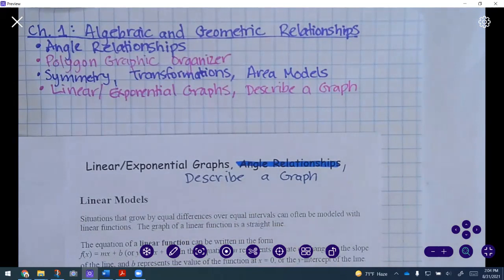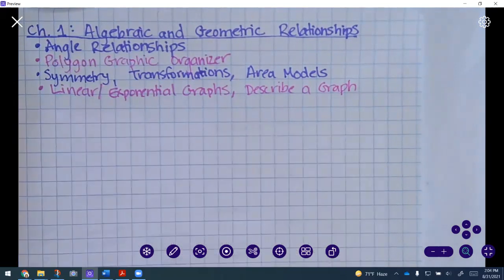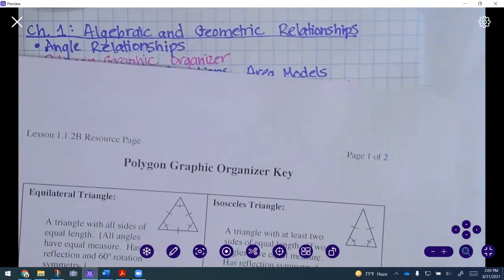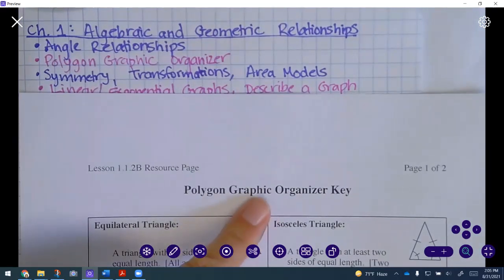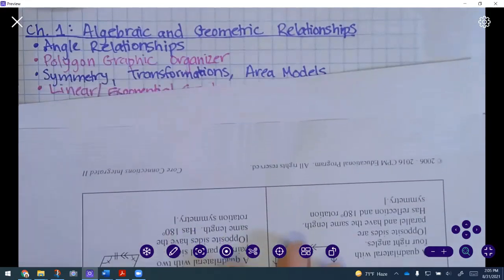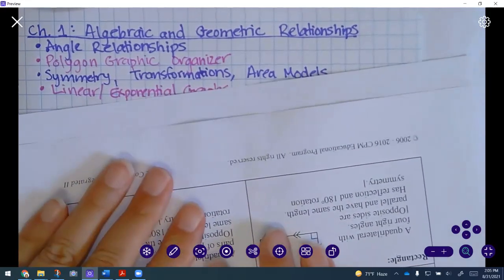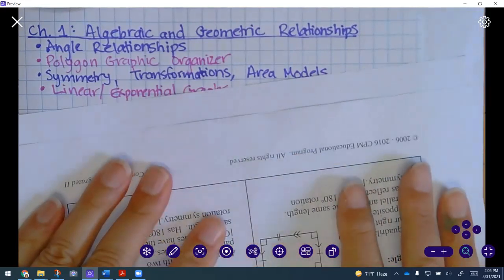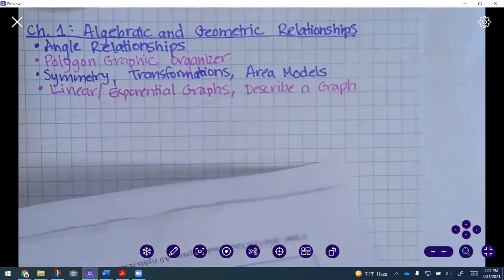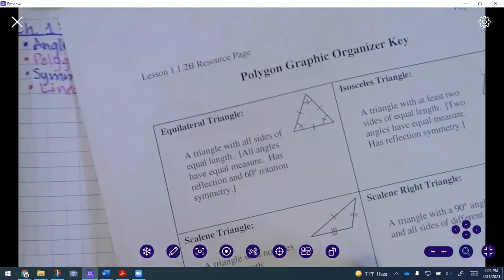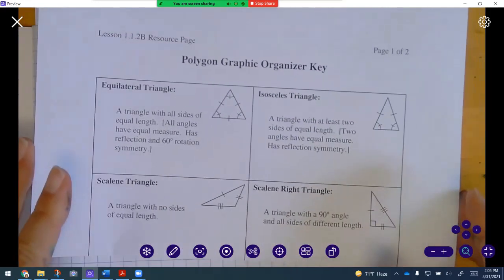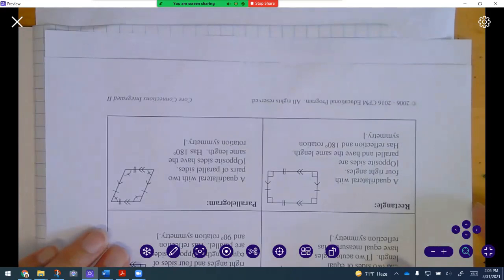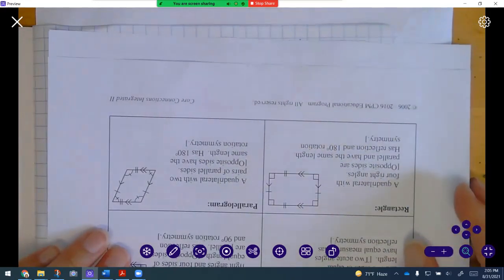So first thing I'm going to do is I'm going to get my Polygon one, and I'm going to fold it. I'm going to have Polygon graphic organizer kind of on the top part of this. I'm going to flip it over, and I'm going to fold it so that it's not quite half. There's a little gap. I don't want to fold it exactly half. So I'm folding it in half, but not exactly half. So again, on here, you see that it's not exactly halfway.